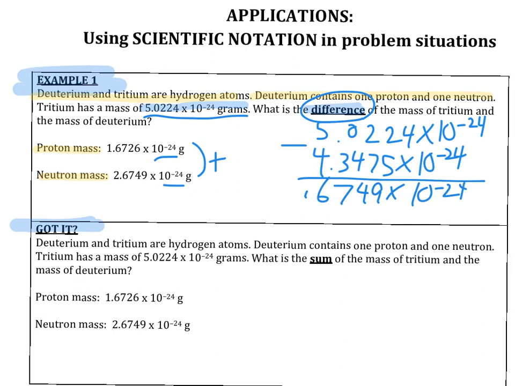And that is not in scientific notation, folks, because this number is not between 1 and 10. 0.6749 is too small. So I have to convert it to scientific notation by moving the decimal point 1 place to the right. So that would create 6.749 times 10 to the what? Well, I made this number 10 times bigger from here. So to compensate for that, I need to make this one smaller. What's one smaller than -24? One smaller is -25. So that would be my solution for this question right there.